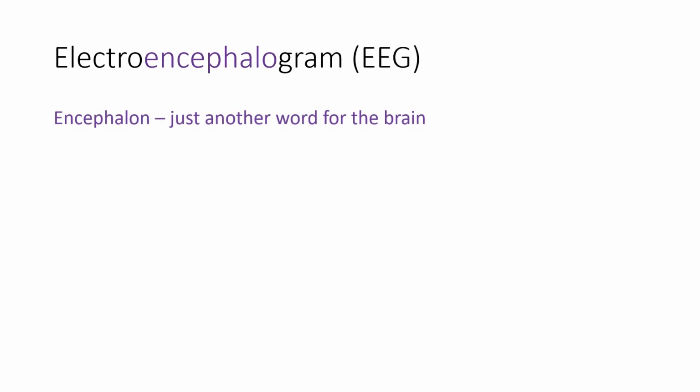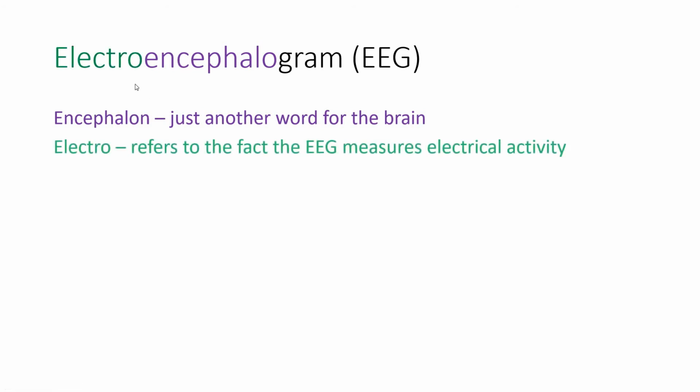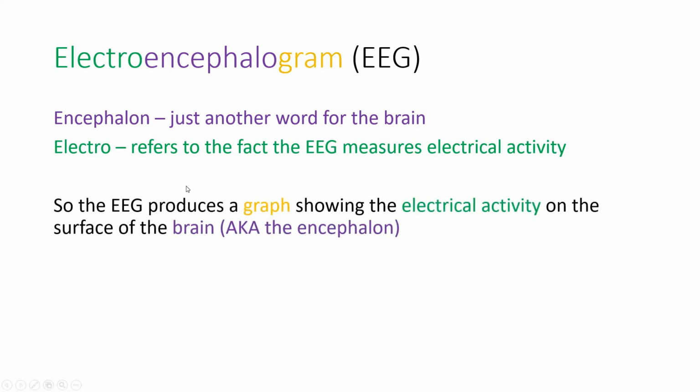Right, so the next thing we need to look at is an electroencephalogram, and that's quite a complex word, so I'm going to break it down for you. The encephalo part of that word is from the word encephalon, which is literally just another word for the brain. It doesn't mean anything special, it just means brain. The electro part just means that it uses electricity, so it uses electricity to measure the brain. And the gram part just comes from the fact that it produces a graph.